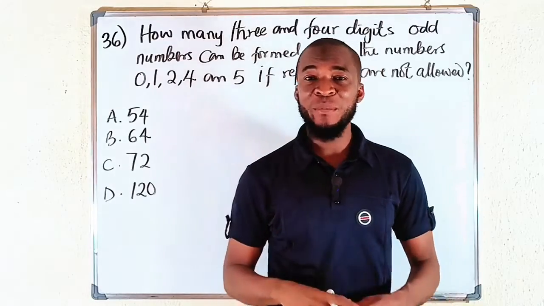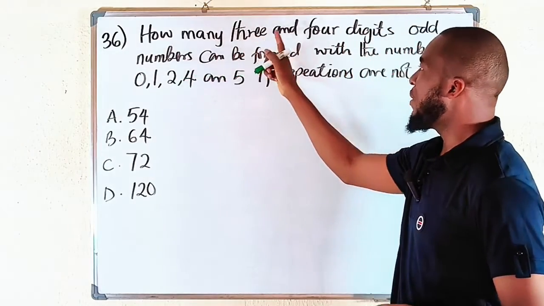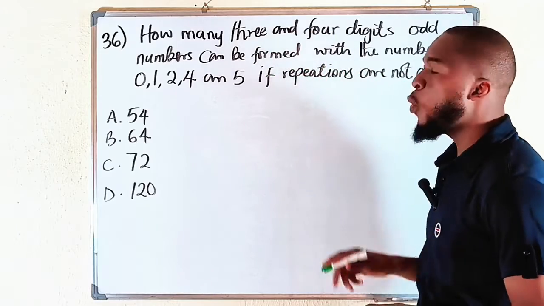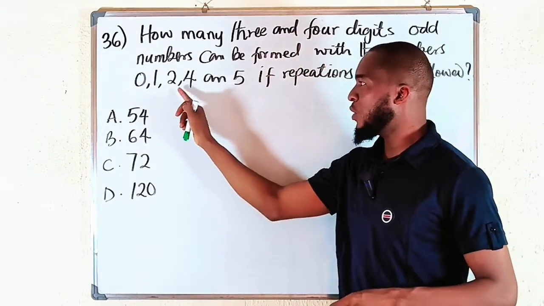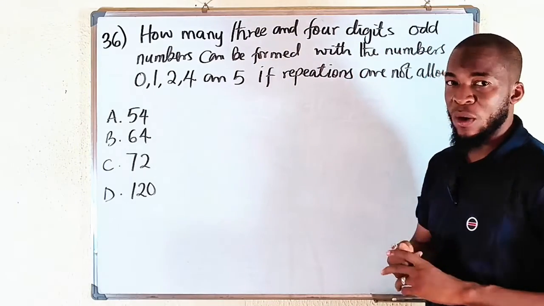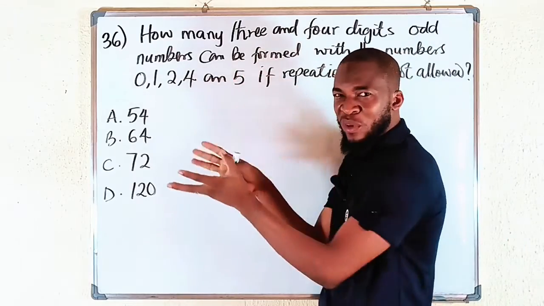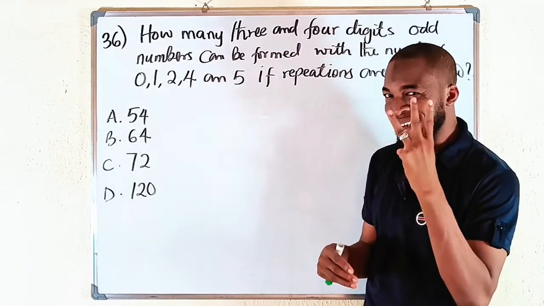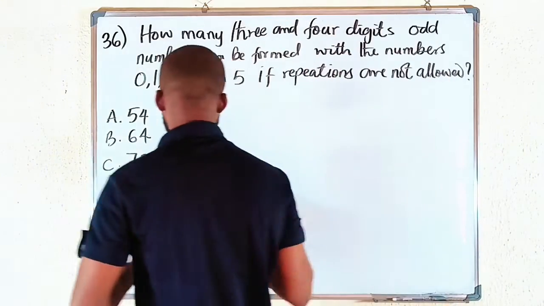And here is question number 36. Question number 36 reads, how many 3 and 4 digit odd numbers can be formed with the numbers 0, 1, 2, 4, and 5 if repetitions are not allowed? We would like to find how many ways we can reshuffle these numbers to form a 3-digit number and also a 4-digit number. So let's start with the 3-digit number.